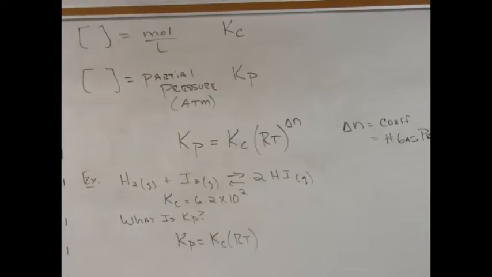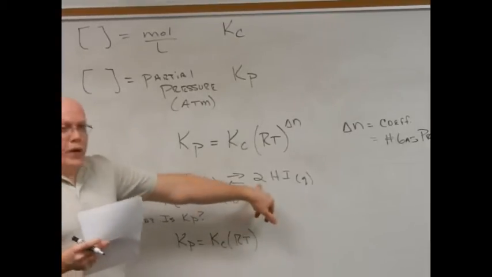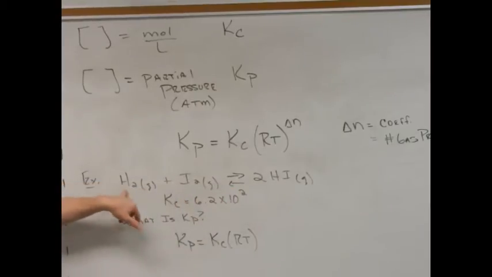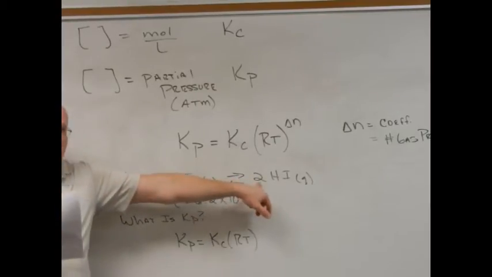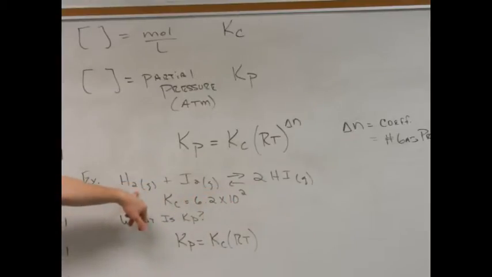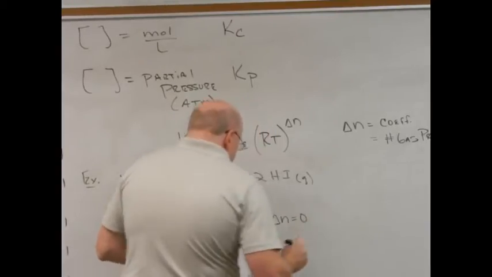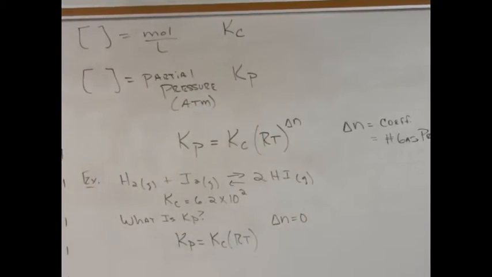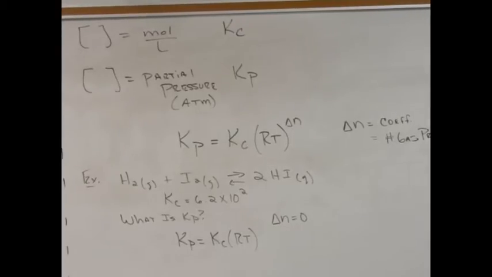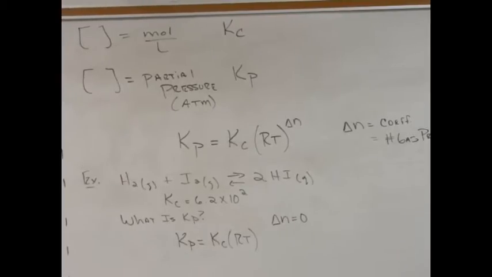Before I even put any of the numbers in, let's look at the coefficients. They ask us to find the total number of gas molecules, coefficients, products minus reactants. Well, there's a 2 in front of this. There are 1s in front of each of these. So there's 2 total on this side, 2 total on that side. So the delta N is 0. There's no difference. Good. Which value of R are we using? 0.0821, the standard.